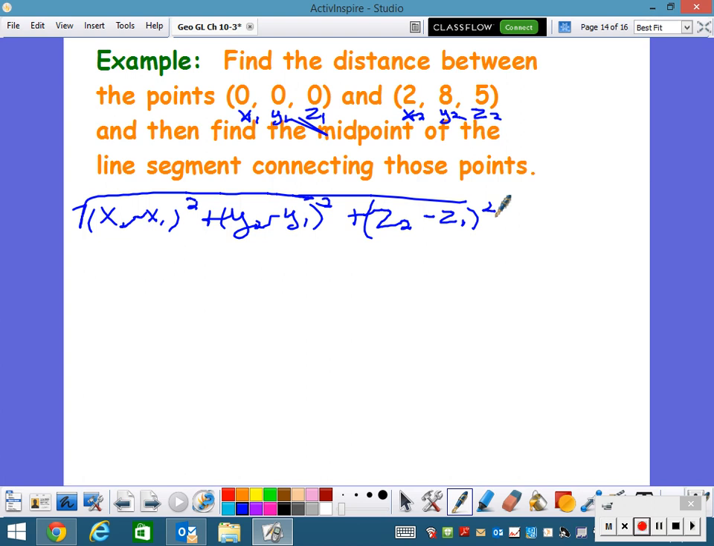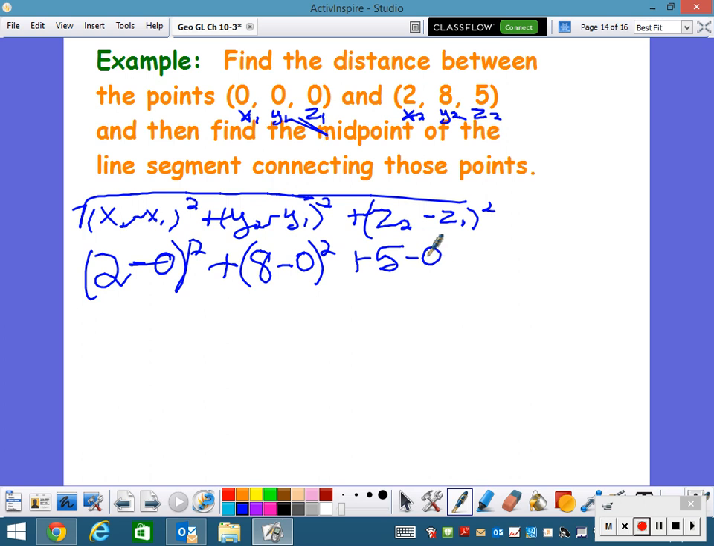Okay, so then you just fill it in. x2 is 2, so 2 minus x1, 2 minus 0 squared, plus, and then the y, 8 minus 0 squared, and then the z is 5 minus 0 squared, and all this is under the square root sign.